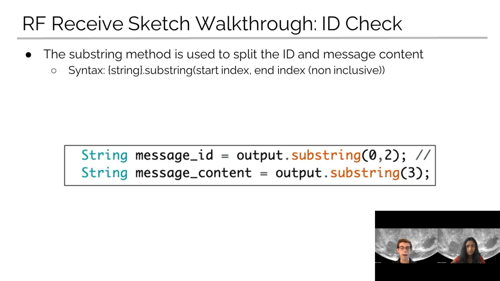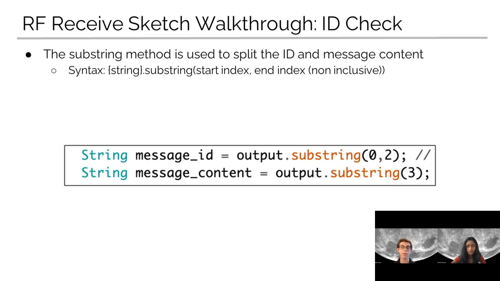Next, we want to actually split the transmission that we received into the ID that was appended to it and the content of the actual message. So here we are using the substring functions. As you might see on the first line, the substring function takes 2 arguments, which in this case is an inclusive starting index and then a non-inclusive ending index.